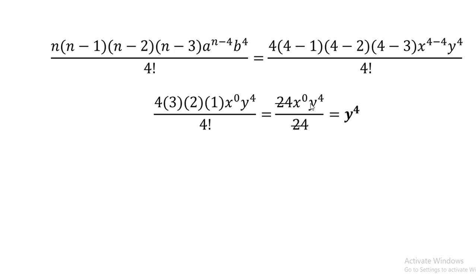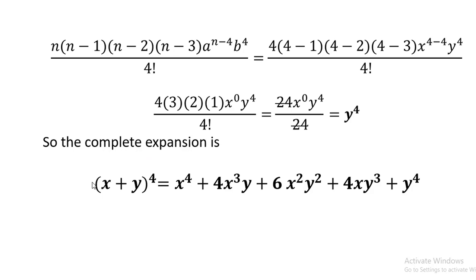X power 0 is also 1 and y is y power 4. So the complete expression that we got is x plus y power 4 is equal to x4 plus 4x cube y plus 6x square y square plus 4x y cube plus y4. As I said, we start with the highest power of x, that is n. Out here it was 4, and we end up at y power 4.